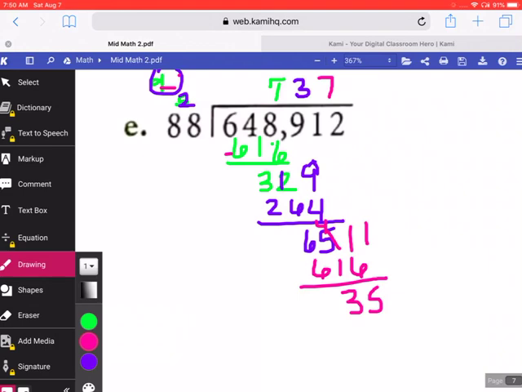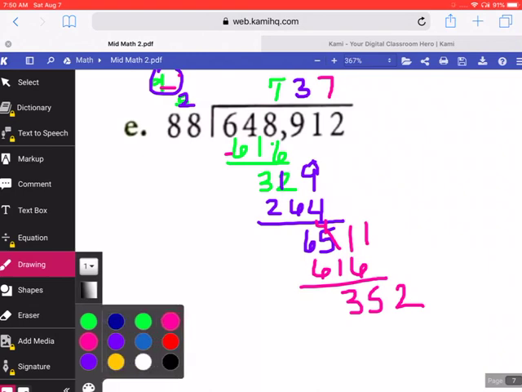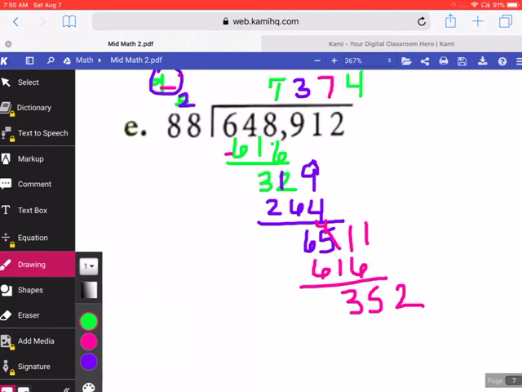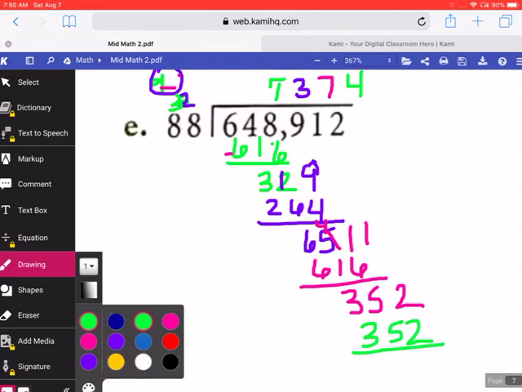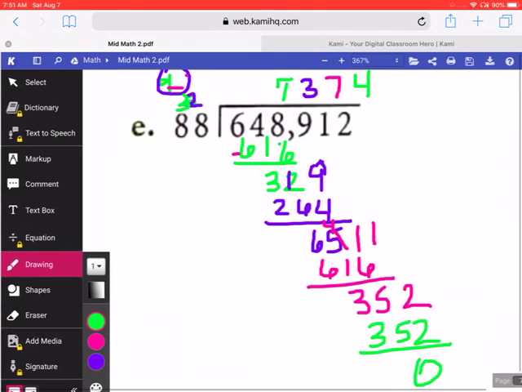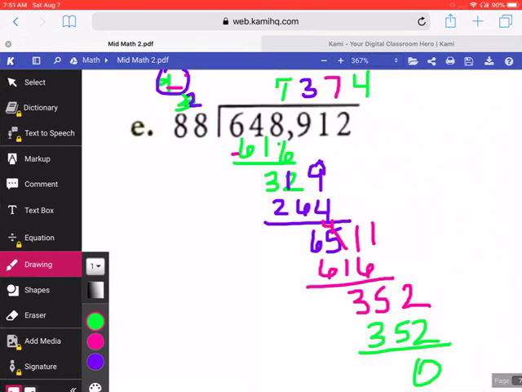It's less than 88. Now we're going to drop our 2, and 9 goes into 35. Now that's very, very close to 36, right? So 9 times 4 is 36. So let's use 4 instead of 3. Okay, so 4 times 8 is 32, and 32 plus 3 is 35. Okay, so we got the same answer. We have 0, so 7,374 would be our answer.